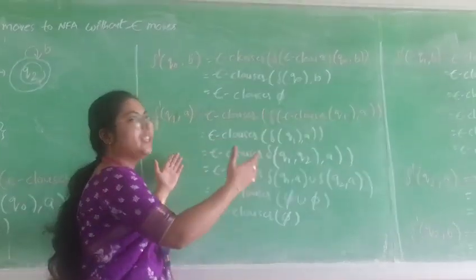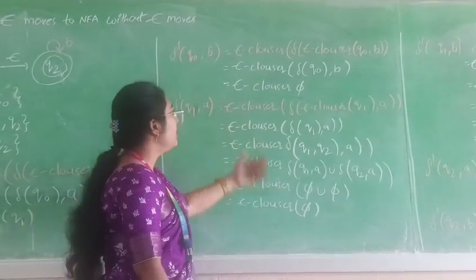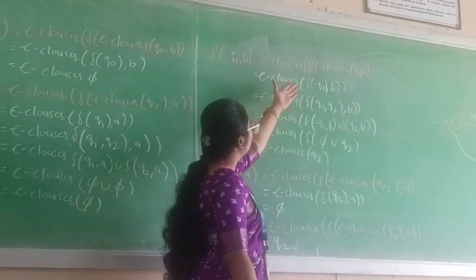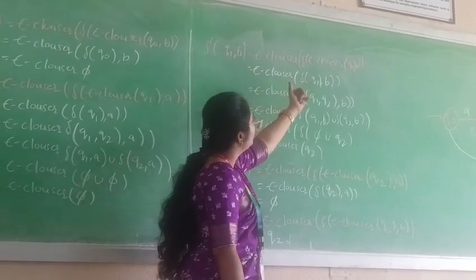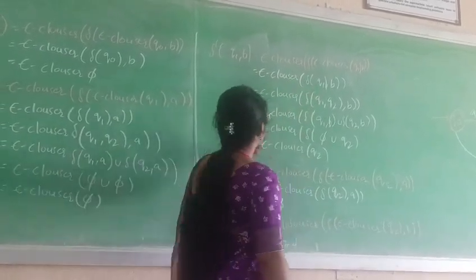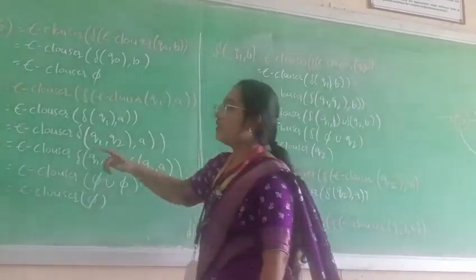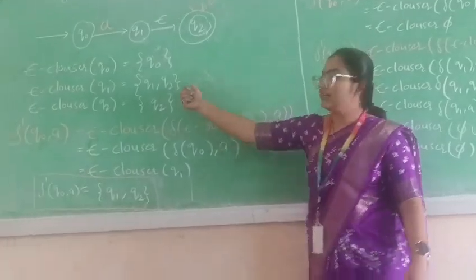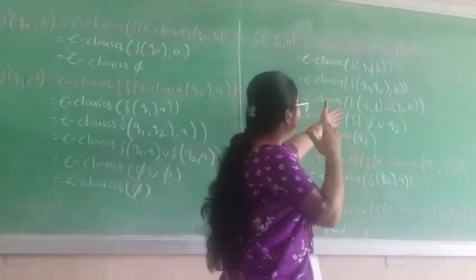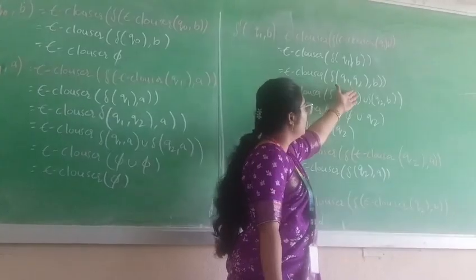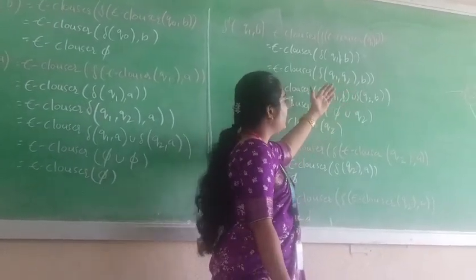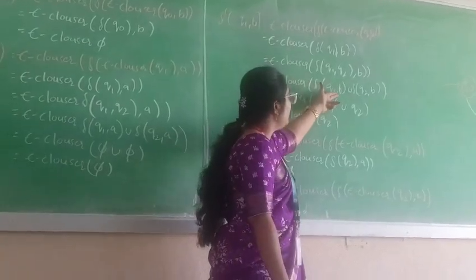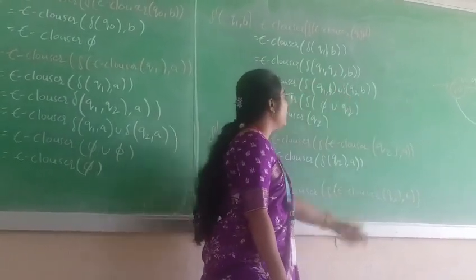We have to go for delta dash of Q1 comma B, the next one. The same: epsilon closure of delta of epsilon closure of Q1 comma B. What are the values here? Q1 comma Q2. So again we take Q1 comma Q2 with B, so we are doing it for B: delta of Q1 comma B union delta of Q2 comma B.